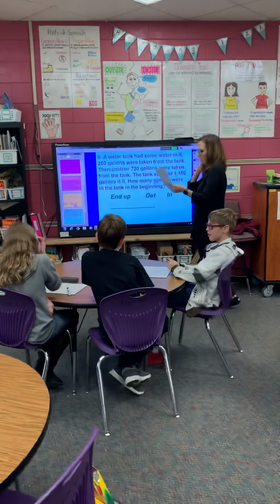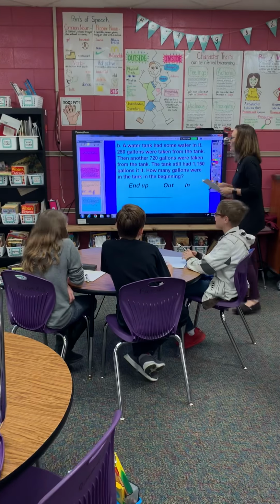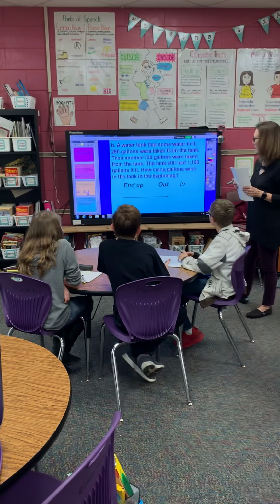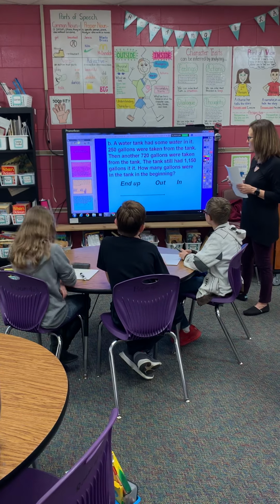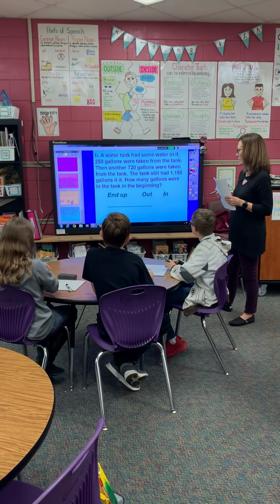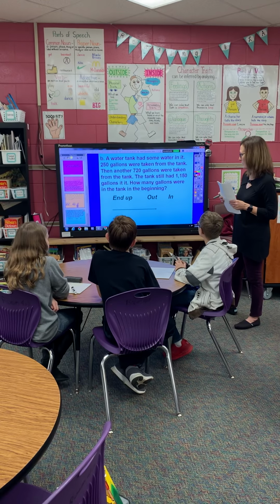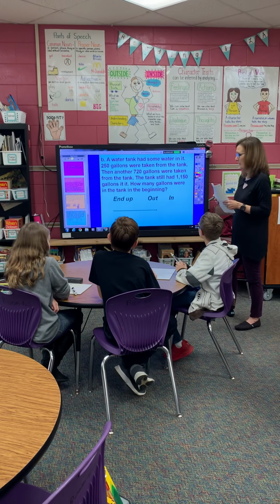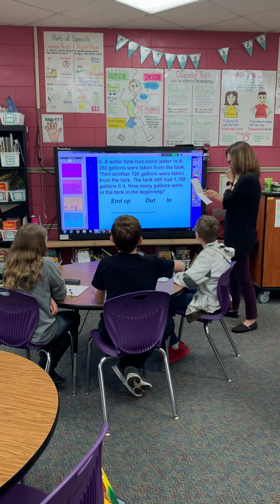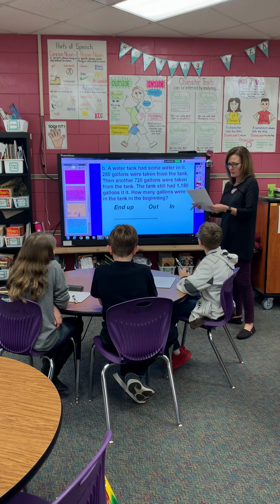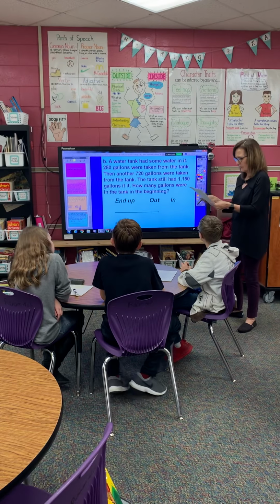Okay, listen while I read problem B. A water tank has some water in it. 250 gallons were taken from the tank. Then another 720 gallons were taken from the tank. This tank still had 1,150 gallons in it. How many gallons were in the tank in the beginning? The first part of the problem tells about the two amounts that were taken from the tank. Here is the number family.